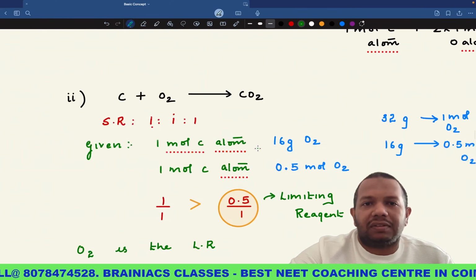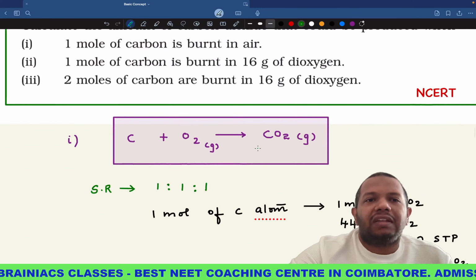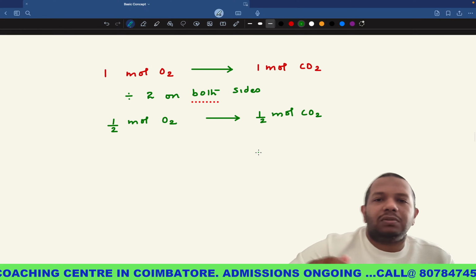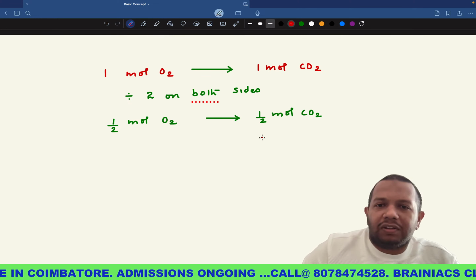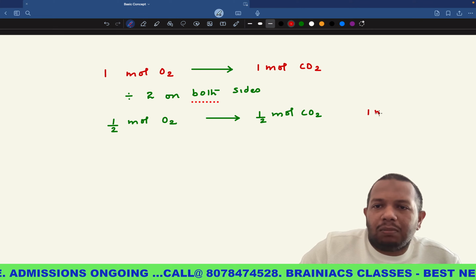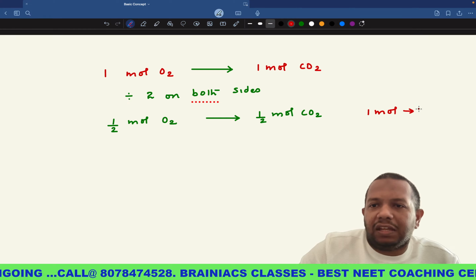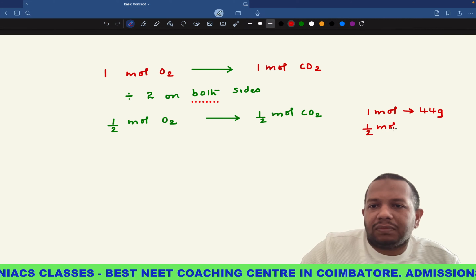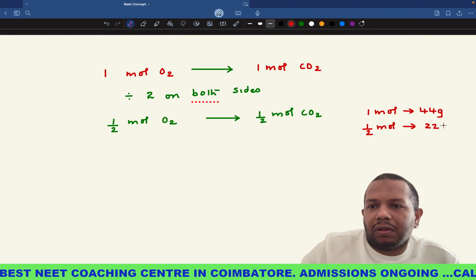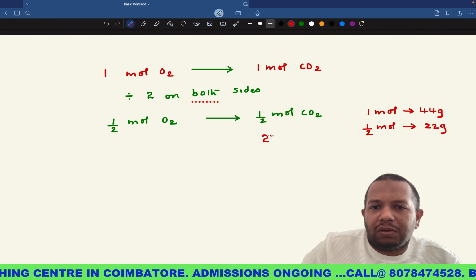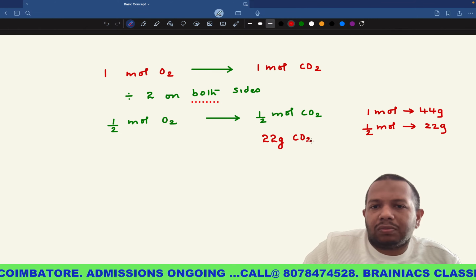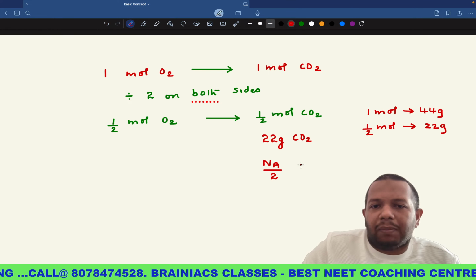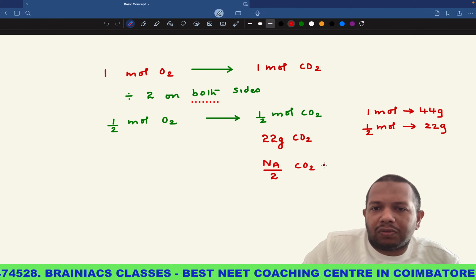But the problem here is what they have asked in the question. They have asked in a generic way: amount of carbon dioxide. So we can convert this into different quantities. Half mole of CO2 corresponds to how much? We know that 1 mole has a mass equal to the mass number expressed in grams. So half mole will have half of it. Divide by 2, so this will become 22 gram CO2. And this is equivalent to Avogadro number divided by 2, that is Na by 2 CO2 molecules.